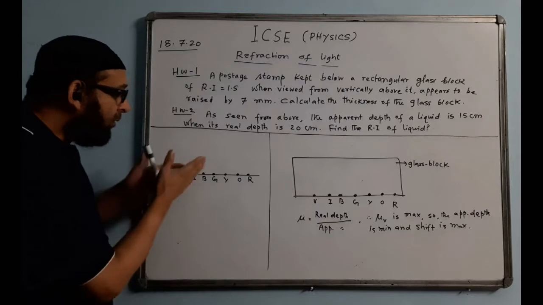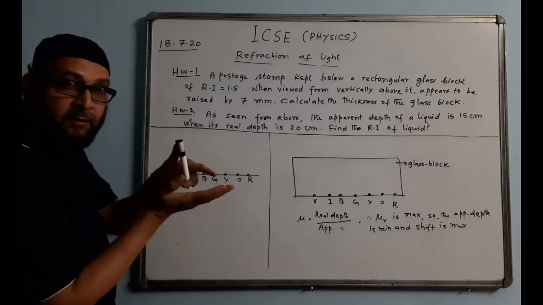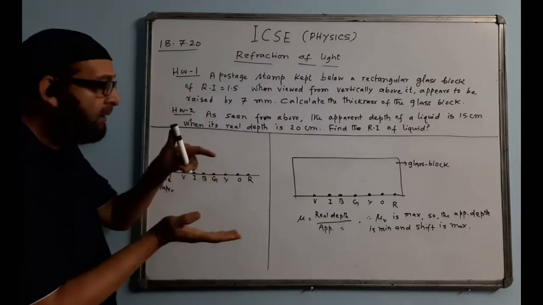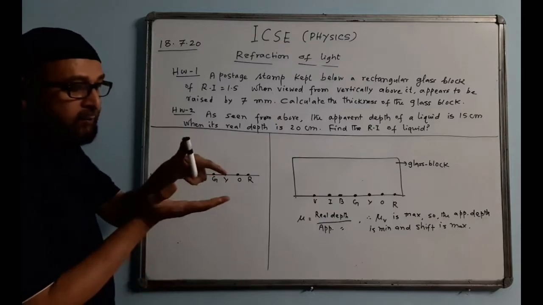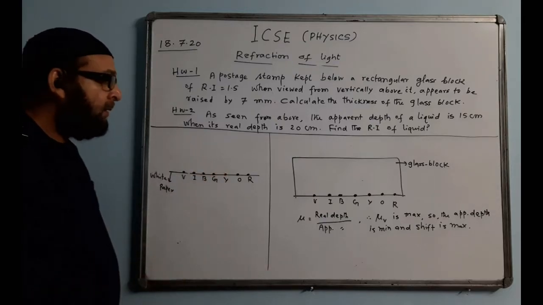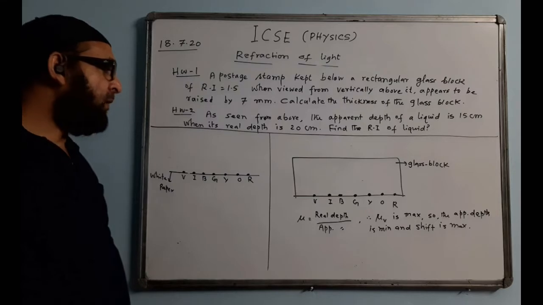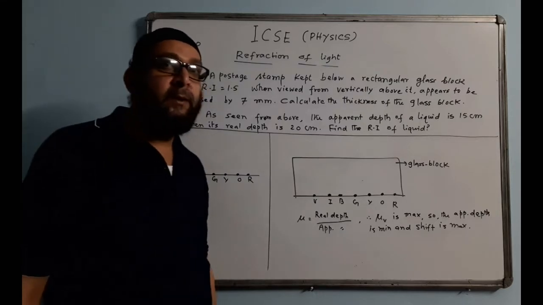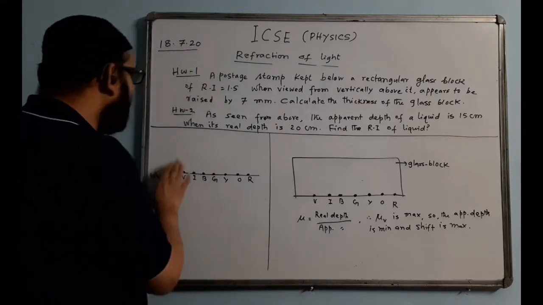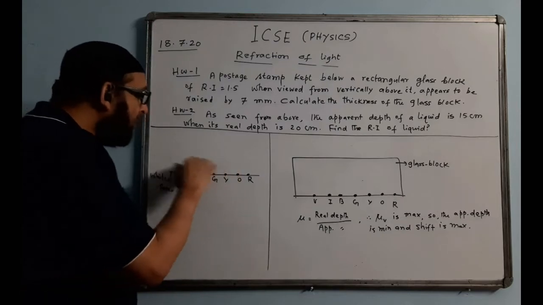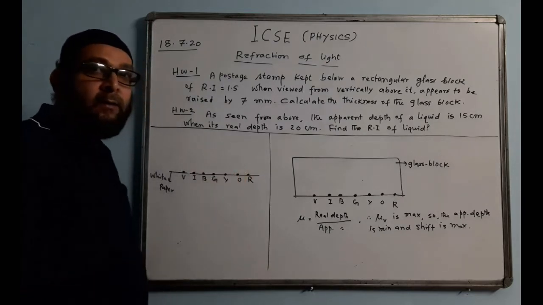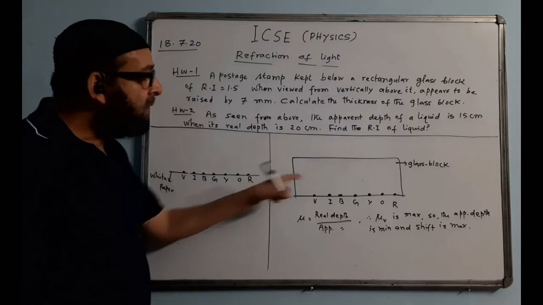You will find that all the spots will be appearing raised due to apparent depth. There is a real depth and apparent depth. They all will appear to be closer. Now the question is, which of the colors will appear to be raised maximum? Or will all colors look the same? What should be the answer for this? Here is the answer for this.